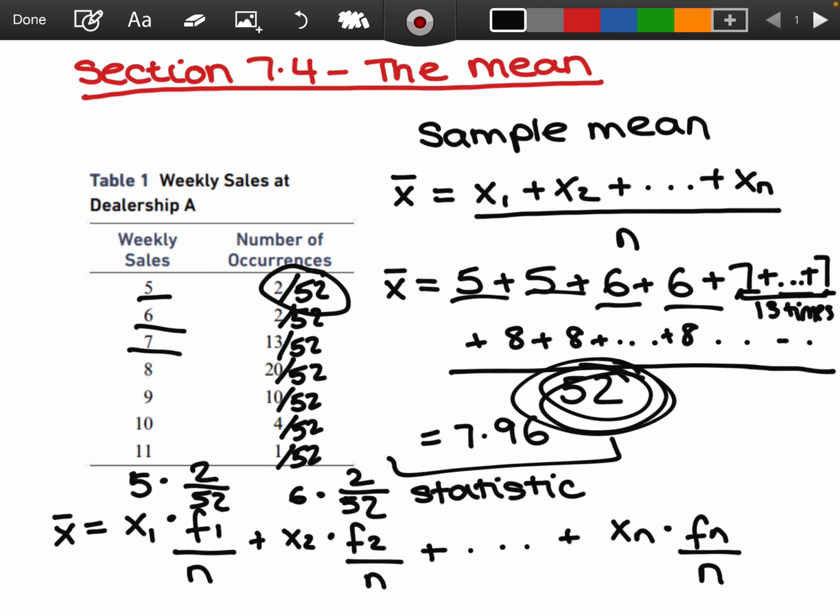Relative frequency distribution, each of your x values, just multiply it by the relative frequency and add them all together. Okay.